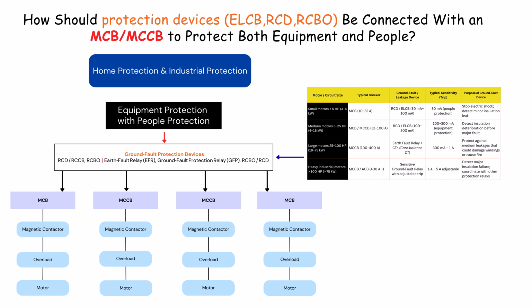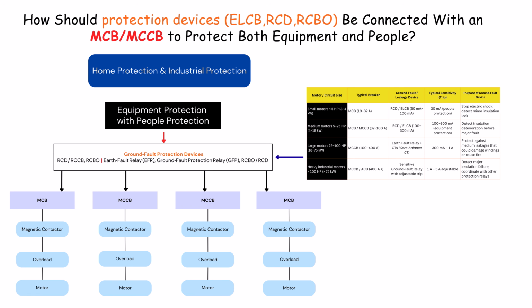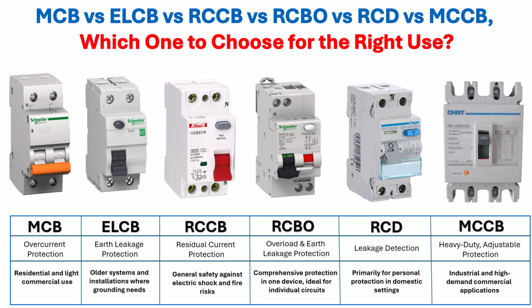life and equipment. For small motors under 5 horsepower, we use an MCB with an RCD around 30 milliamperes. Medium motors up to 25 horsepower use an MCB or MCCB with an RCD set between 100 and 300 milliamperes. Larger motors up to 100 horsepower use an MCCB with an earth fault relay between 300 milliamperes and 1 amp. And heavy industrial motors above 100 horsepower need sensitive ground fault relays set around 1 to 5 amps to prevent fire or serious damage. So, there is an important question.